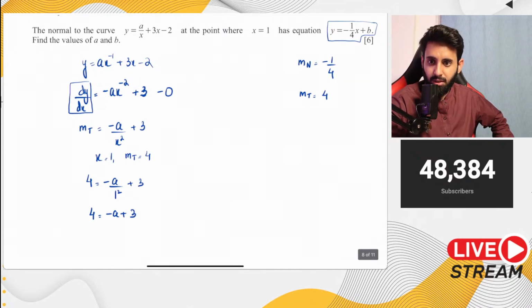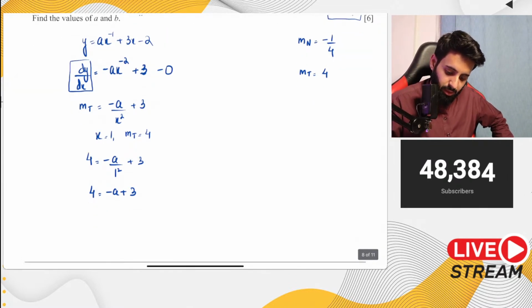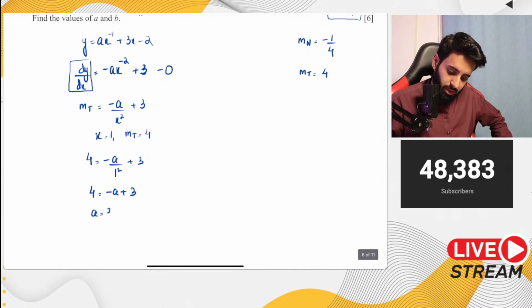Yeah, I fixed it. Thank you. So get all the constants on one side. Okay, there's only one x, so you don't have to worry about that. So get that on one side and you'll have the value of a as minus 1. A is equals to 3 minus 4. That means a is equals to minus 1.